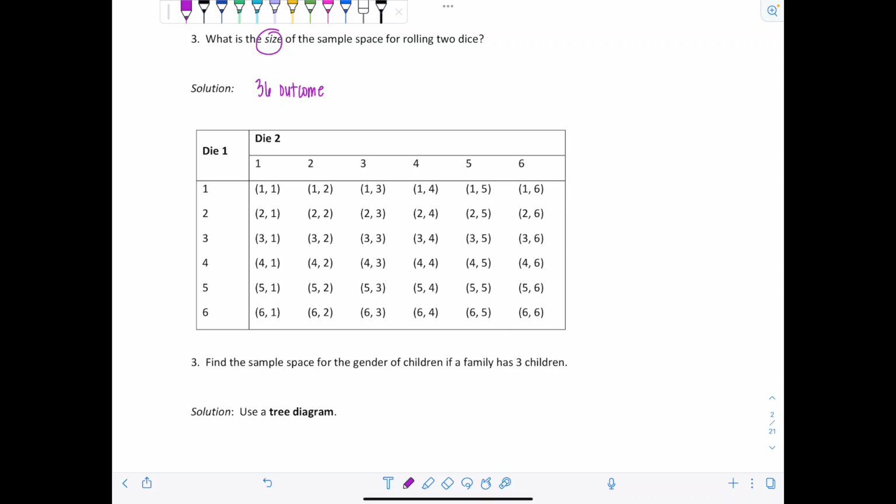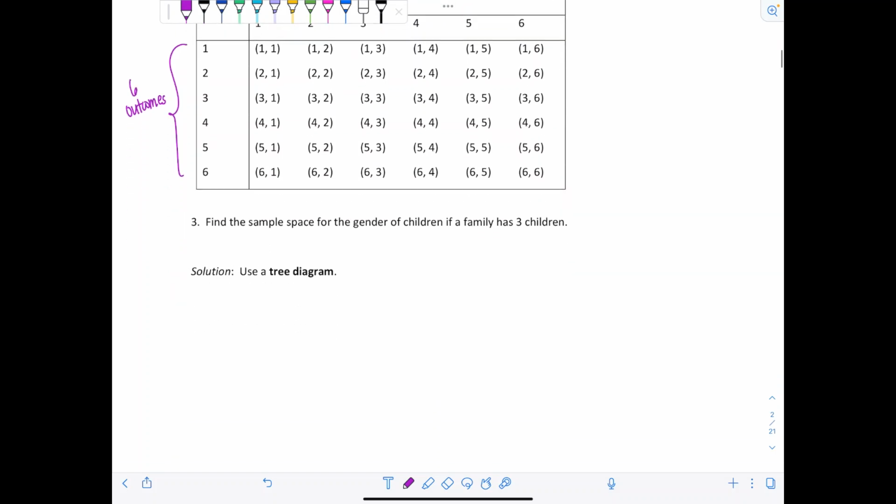Good. And this is a basic probability rule for counting that you'll learn when you're trying to figure out how many combinations to make. If there's 6 outcomes for one event and then 6 outcomes for the other event, then you just multiply them by each other to get the total number of combinations or outcomes. All right, very good. Let's look at something a little different.